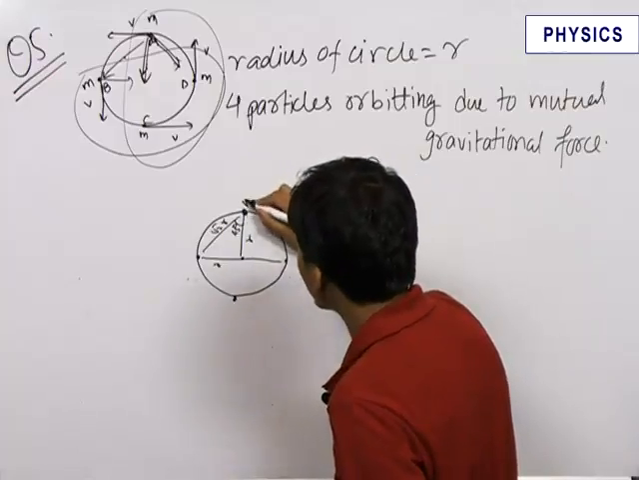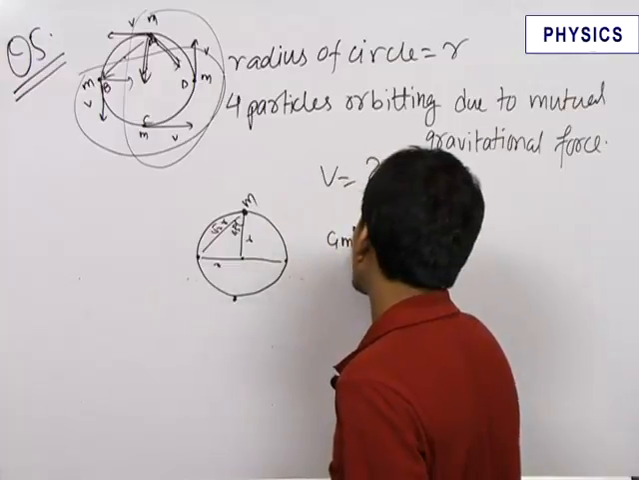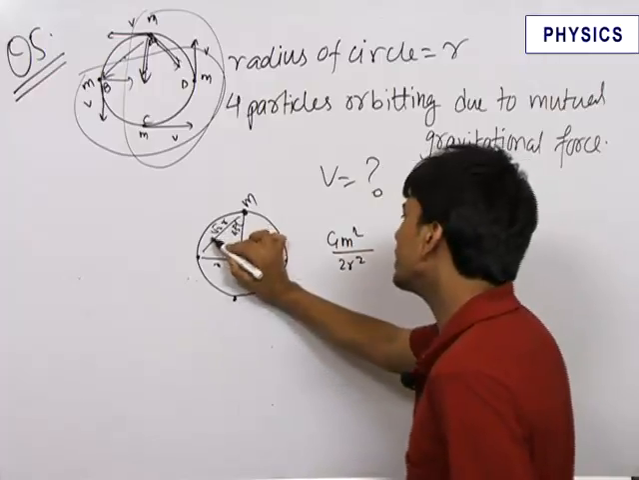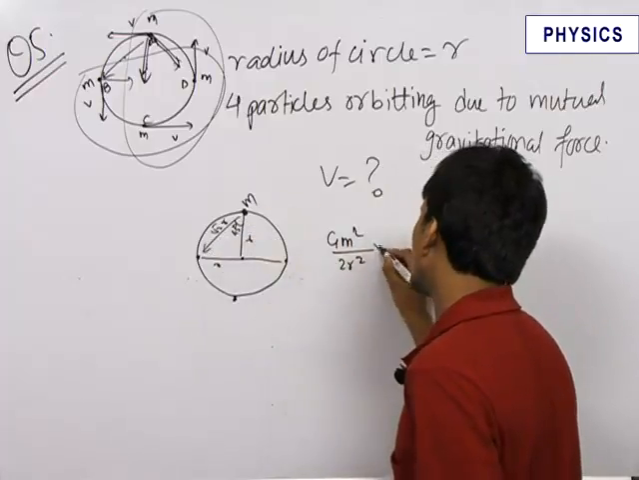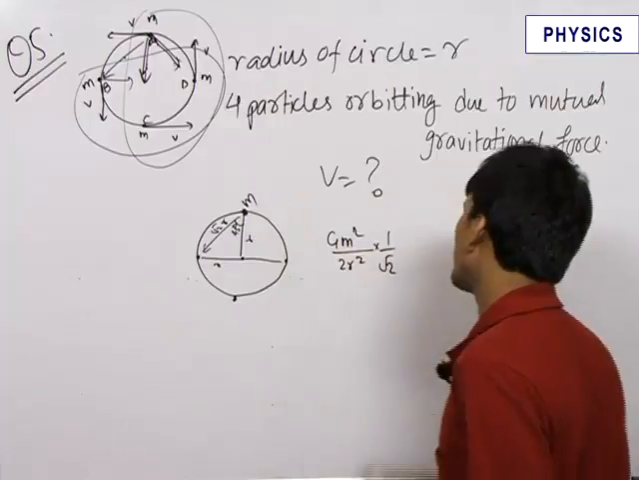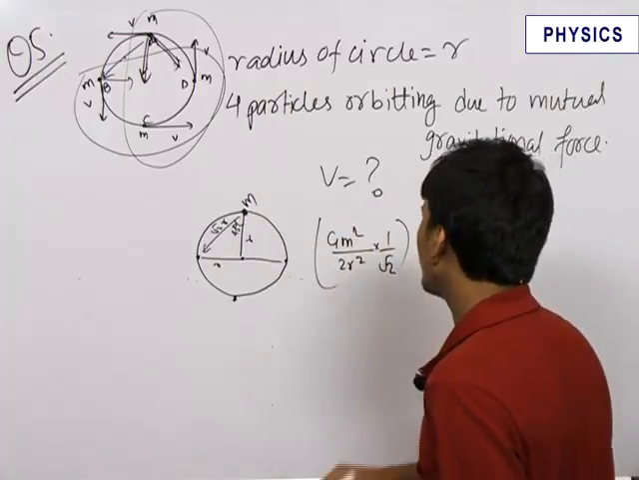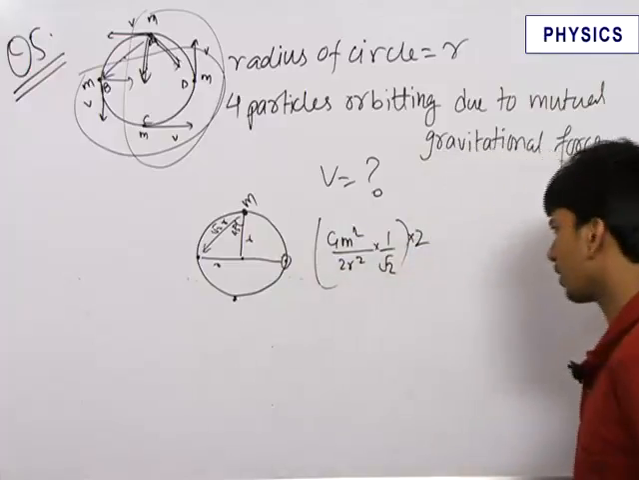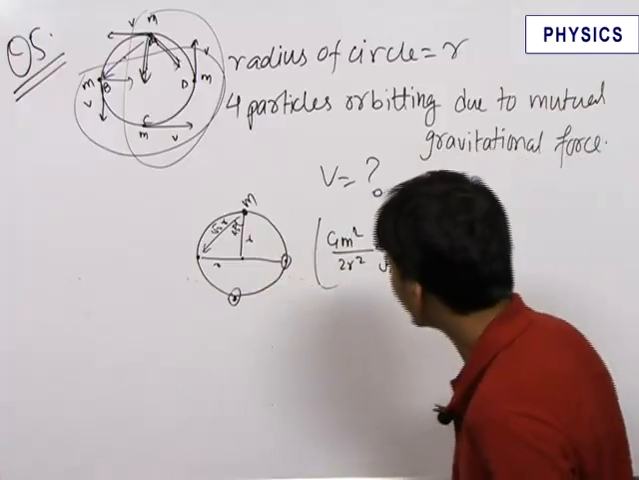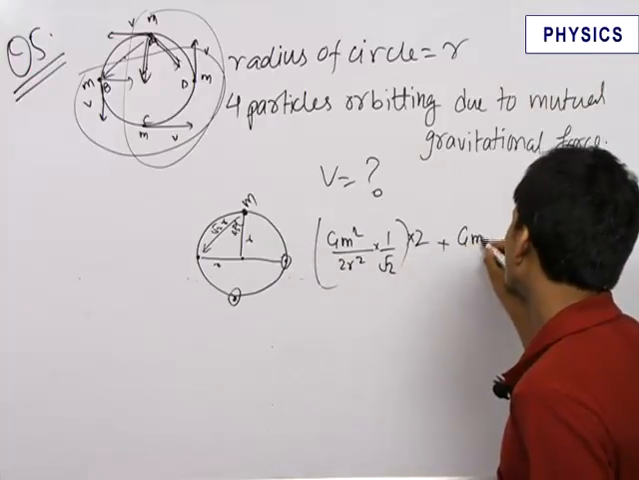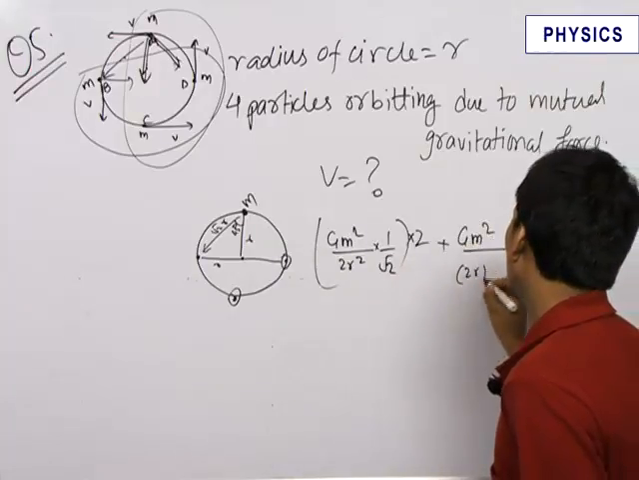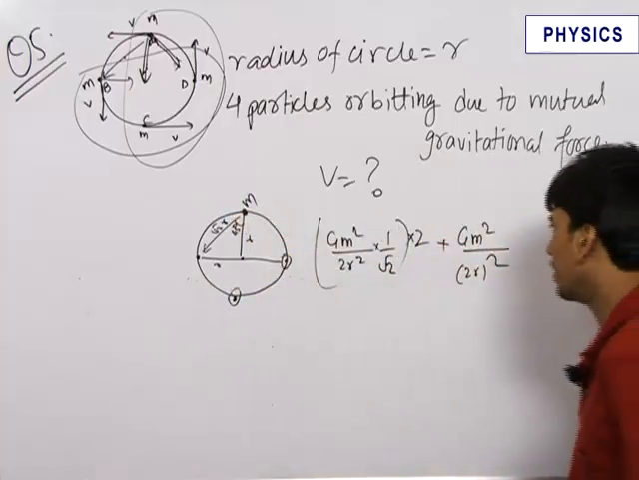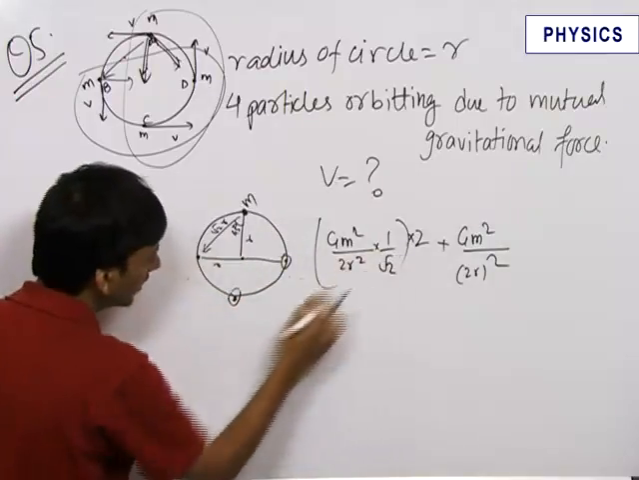Therefore the force on this mass due to this mass is equal to Gm square upon root 2r whole square, that is 2r square. We have to take the component of this force in the vertical direction, that is cos 45 degrees, that is 1 by root 2. This same y component force acts on this particle due to this mass also, so we multiply this by 2. Now we are left with calculating the force due to this mass, which is Gm square upon 2r whole square, because the distance between these 2 masses is equal to the diameter of the circle, that is 2r.